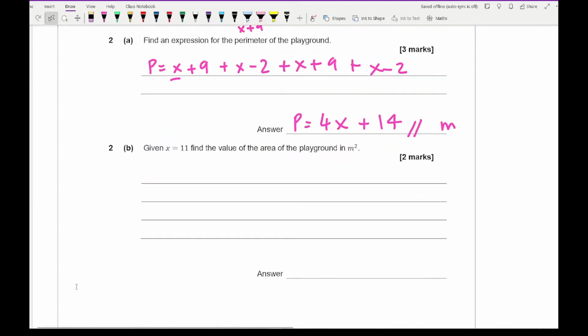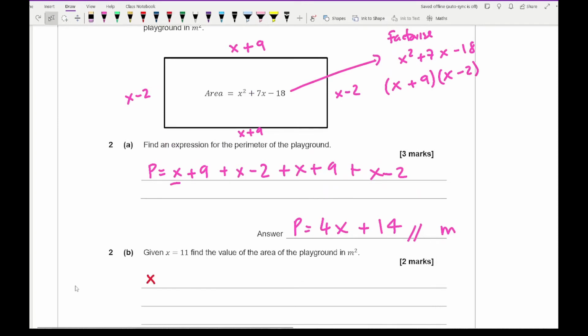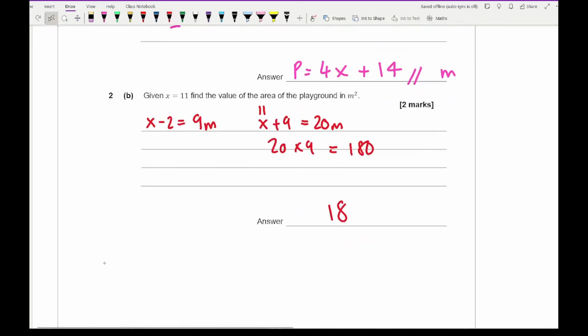For part b it says given that x equals 11, find the value of the area of the playground. If x equals 11, x minus 2 is going to be 9, and x plus 9 is going to be 11 plus 9, which is 20. So it's going to be 20 times 9, which is 180.